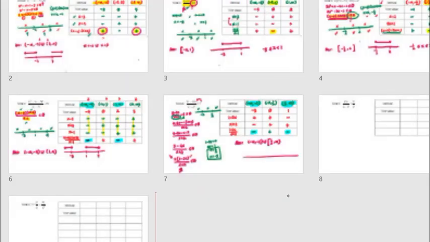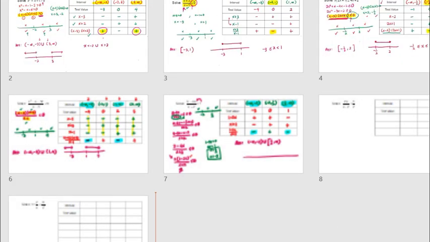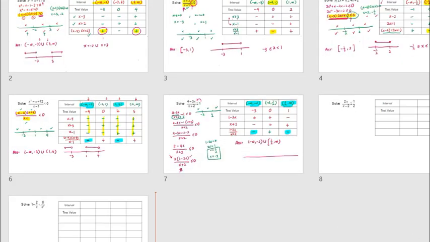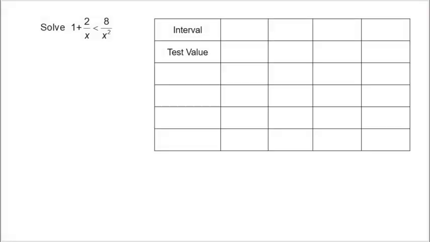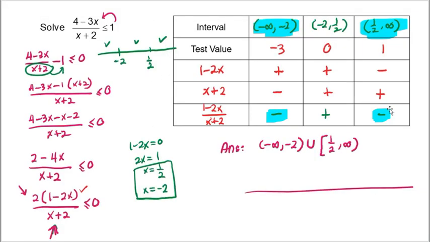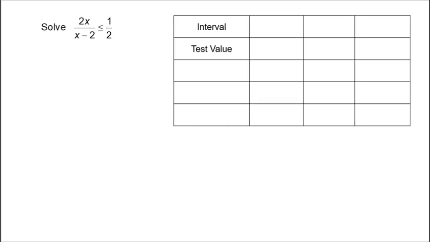Alright, so we have something like negative 2 and half here. So this part will go this way and half you go this way. Alright, so this is the real number line. Right, now let's have this example.